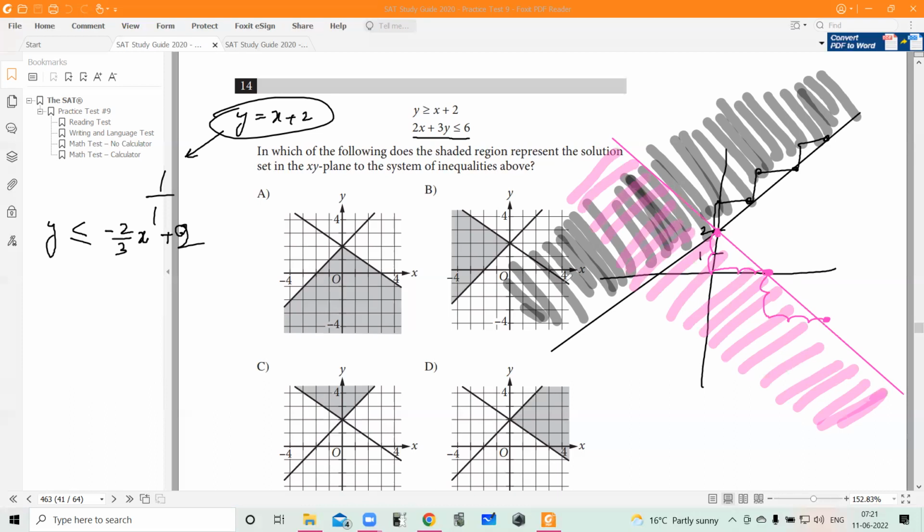Are you understanding why? I see, yes. So which portion is overlapping in the two? B. Which one? B. Right. That is the answer.